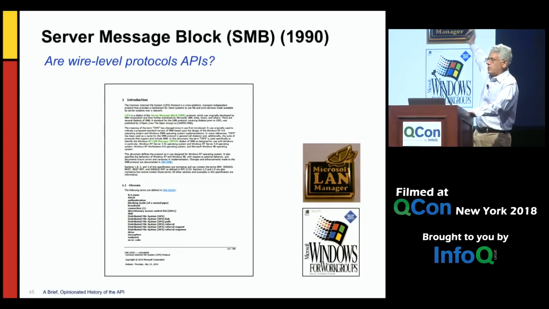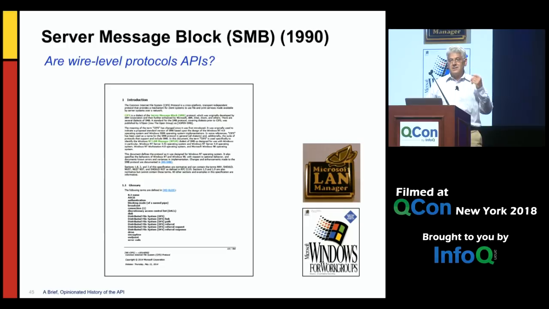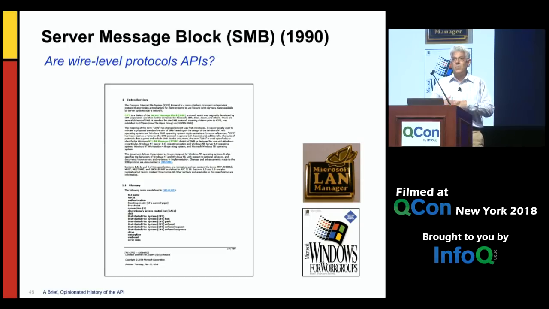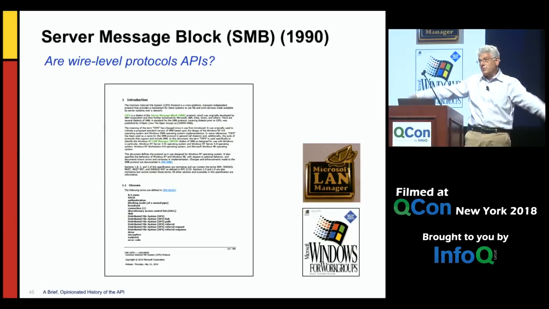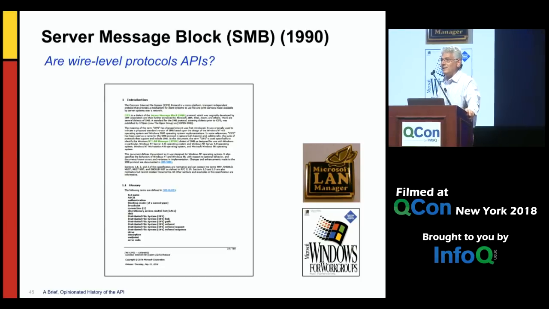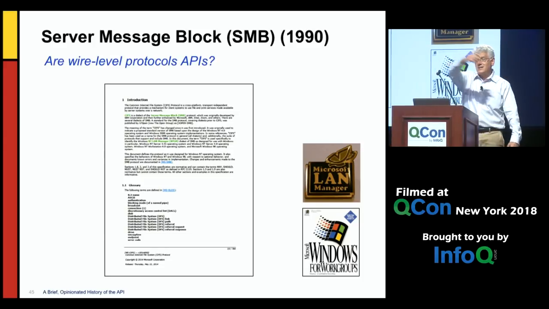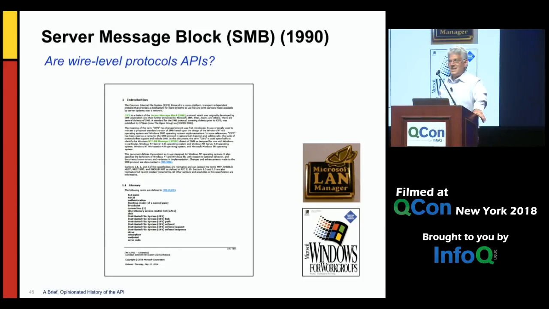What about wire level protocols? So SMB, the server message block protocol, which is what Windows uses for printing and file sharing across networks. It was re-implemented by Samba to allow Linux systems to interoperate with Windows systems. Is that an API, wire level protocol? What do you think?